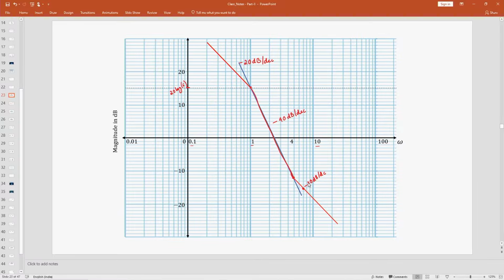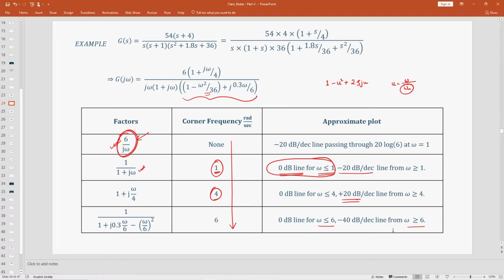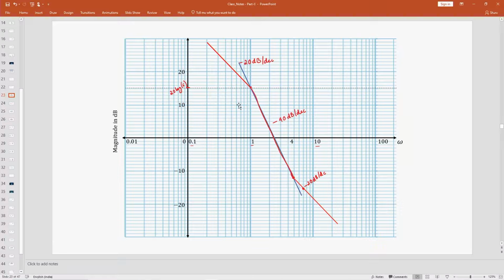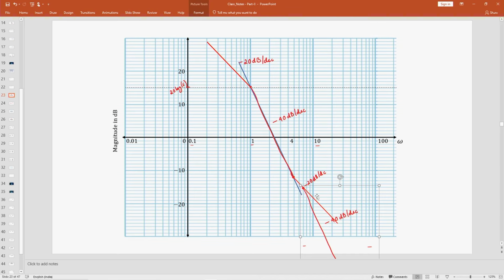Now, after this what is the change? How much are we expecting? Again, another contribution of minus 40 dB per decade. So, we will have a minus 40 dB per decade line again, something like this. So, that will be minus 20, then another minus 40, so minus 60 dB per decade.